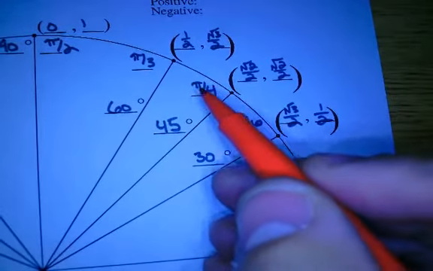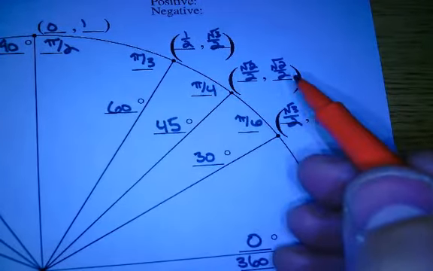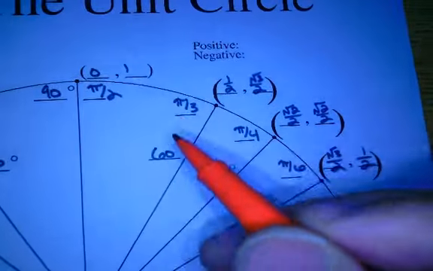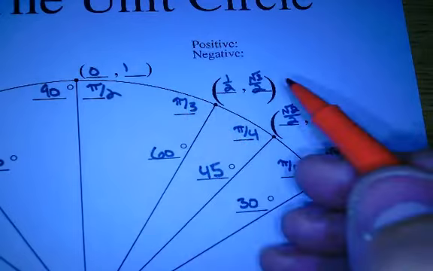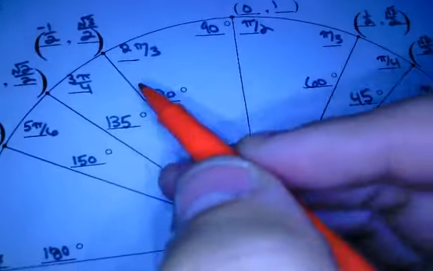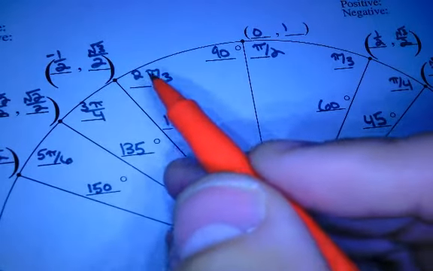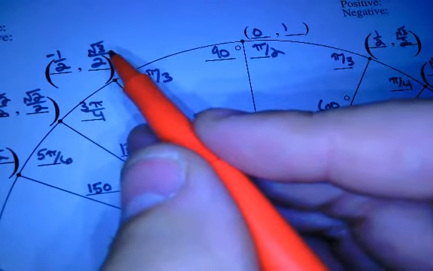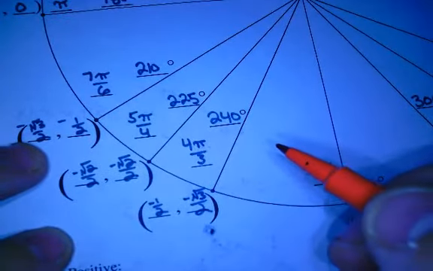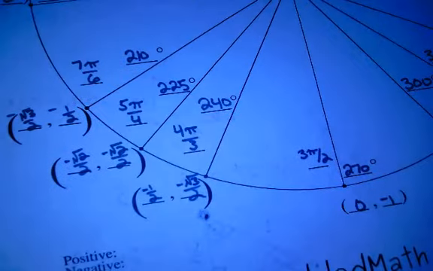What is sine of pi over 4? Look at the y value. Root 2 over 2. What is sine of pi over 3? Look at the y value. Root 3 over 2. What is sine of 2 pi over 3? Look at the y value. Root 3 over 2. What is sine of, I'm just picking a random one, 4 pi over 3? Negative root 3 over 2.